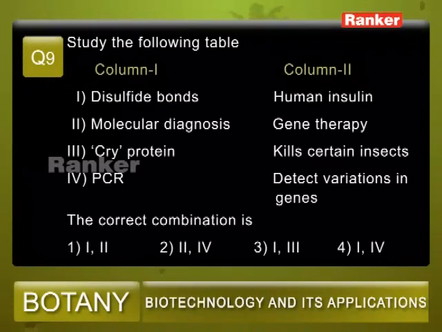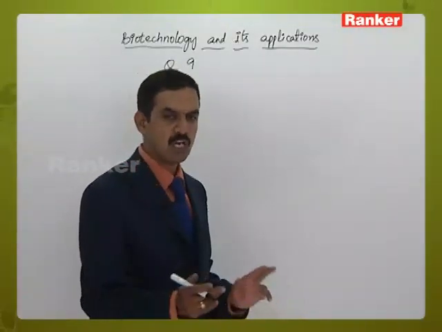Question number 9. Study the following table. Here column 1 and column 2 are given. And in this, first one, disulfide bonds, human insulin. 2. Molecular diagnosis, gene therapy. 3. Cry proteins kill certain insects. 4. PCR, polymerase chain reaction, detect variations in genes. The correct combination is options 1, 1 and 2, 2, 2 and 4, 3, 1 and 3, 4, 1 and 4. So let us come to the first and second columns here.